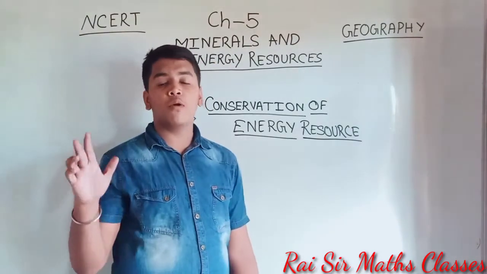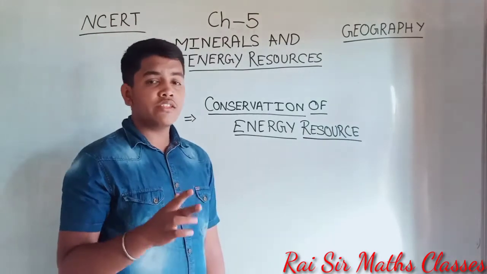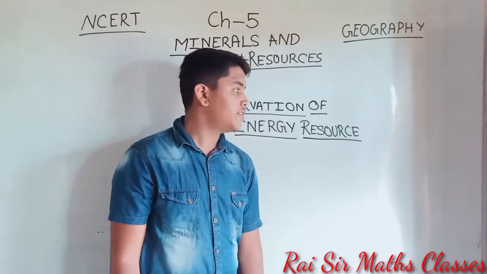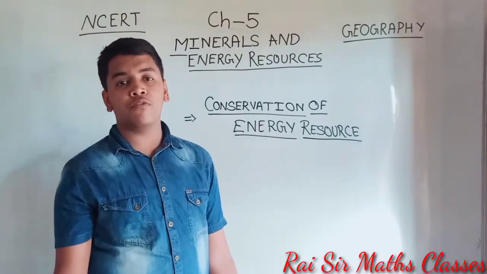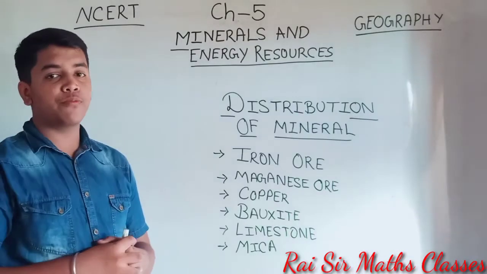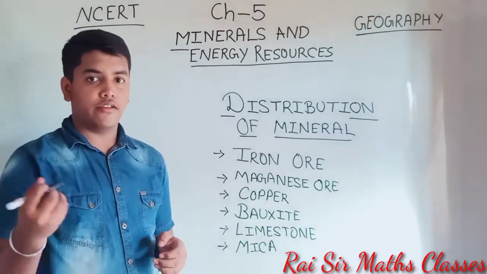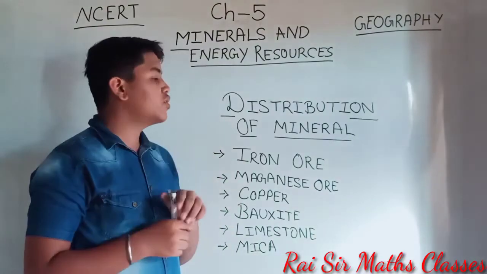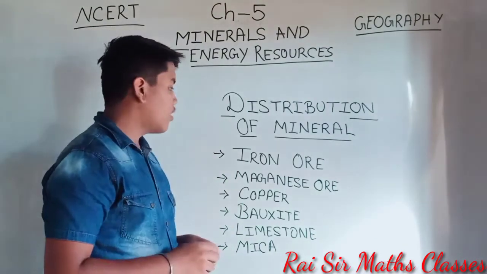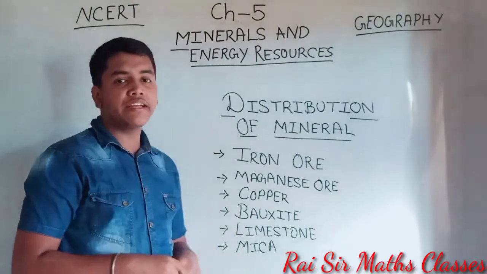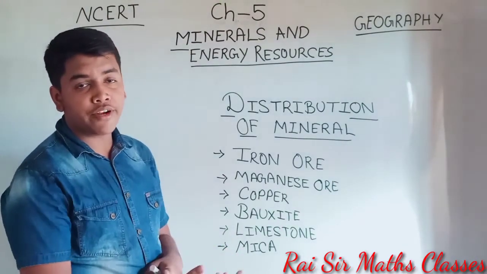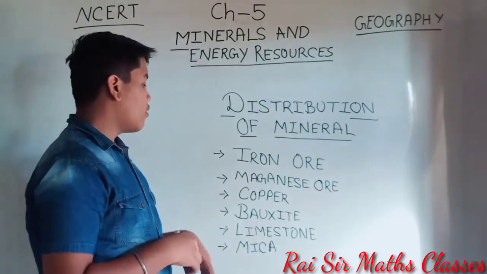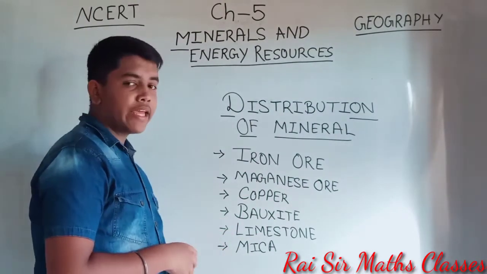Now we are going to learn the most important part: how the distribution of minerals takes place in India. So let's see the different types of minerals. As I told you, I am not going to distribute them; it is already distributed by the Indian government. So we are going to learn about the distribution of minerals. We have 6 main categories in India: iron ore, manganese ore, copper, bauxite, limestone and mica.